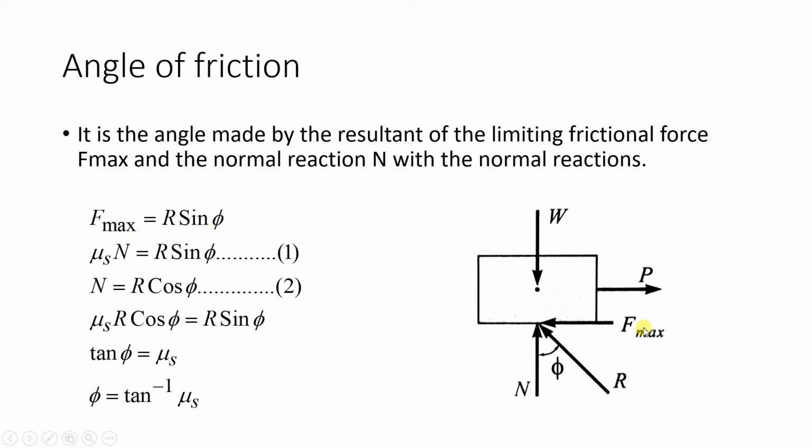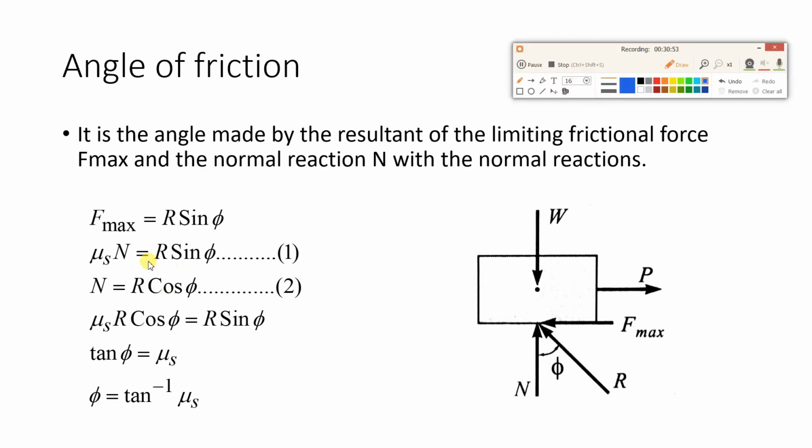Now what is Fmax? Fmax is mu s, the static coefficient of friction, into normal reaction, which we have seen in the previous slide. So this is equation number 1. Now if you consider the vertical component, N will be equal to R cos phi. This is the second equation.